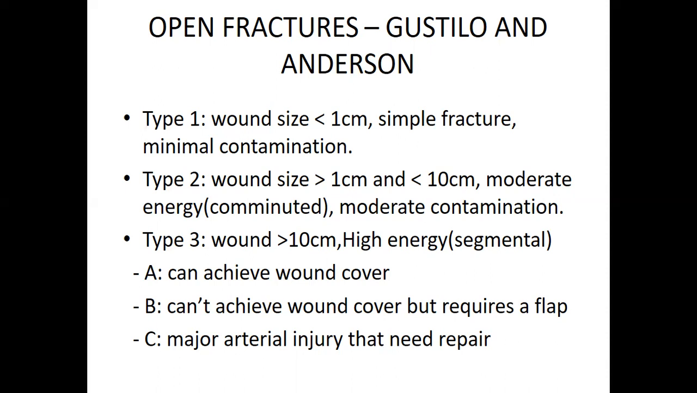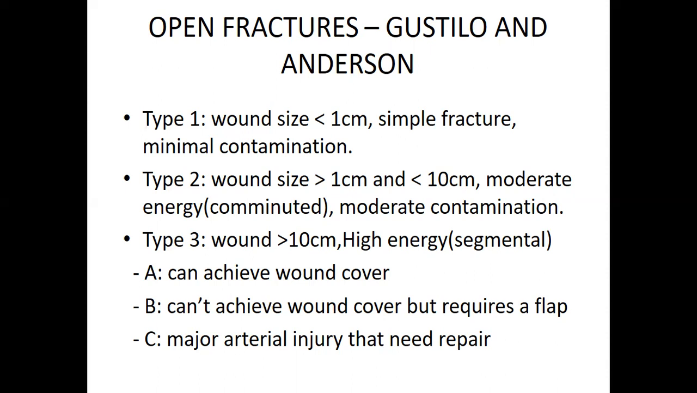The wound cannot come together. You require other soft tissue reconstruction to be able to cover it. Okay? So you may require a flap to be able to cover it. So once you have such a fracture, you term it 3C when it involves a major arterial injury that will require repair. Otherwise, you lose that particular limb.